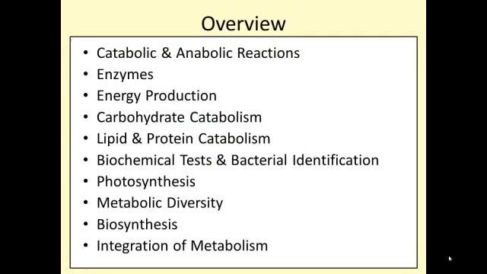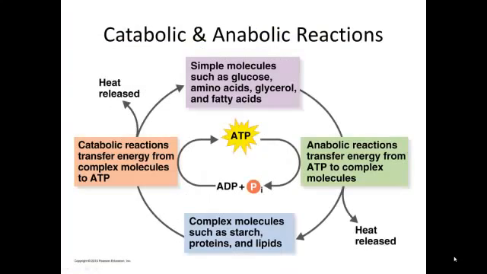In Part 1, we're going to discuss catabolic and anabolic reactions, enzymes, and energy production. In Part 2, we're going to talk about carbohydrate catabolism, lipid and protein catabolism, and the biochemical tests that we can use to help with bacterial identification. In Part 3, we're going to discuss photosynthesis, metabolic diversity, biosynthesis, and integration of metabolism. To begin this chapter, we're going to talk about how catabolic and anabolic reactions relate.